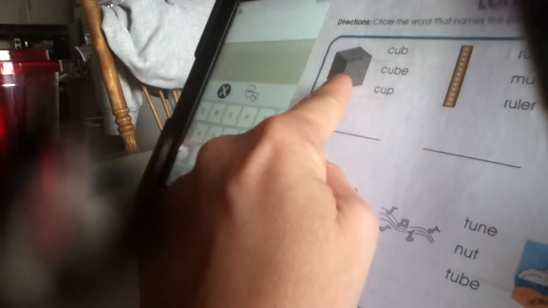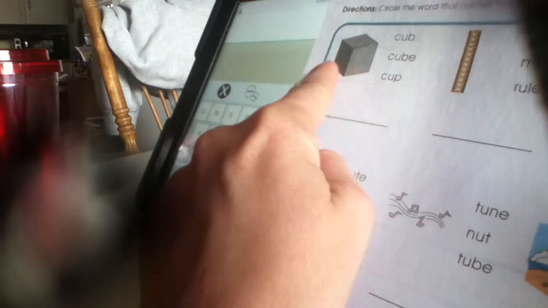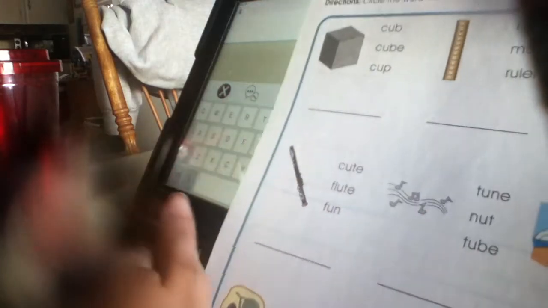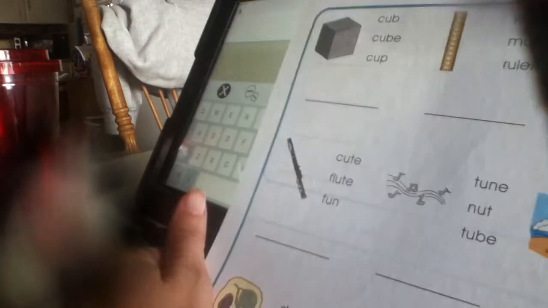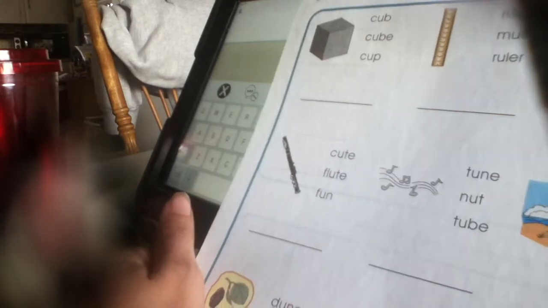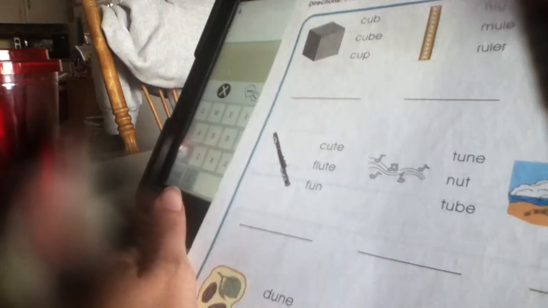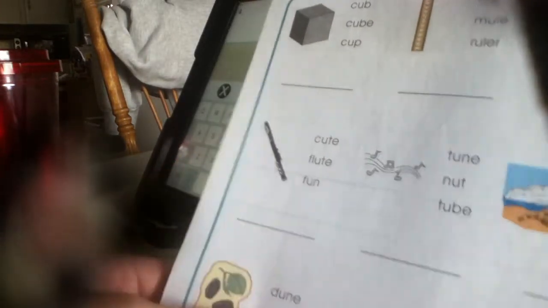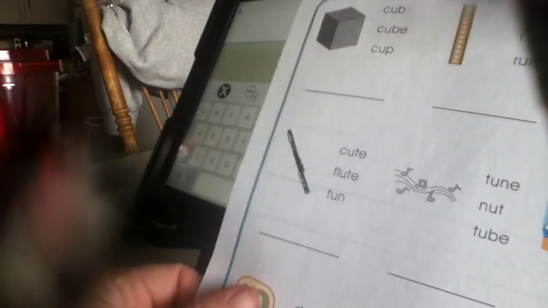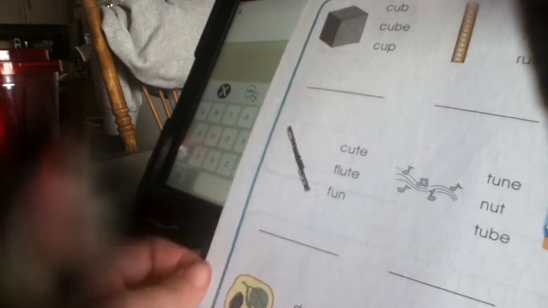Okay. Look again. Is it cup, cub, cube, or cup? Cup. What is this picture? No, cup. I lost him. It's not a cup, Mark. And we did shapes. You come sit down. Let's try again. Thank you. All right.